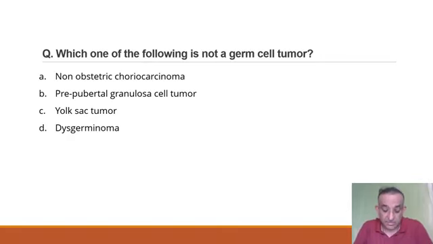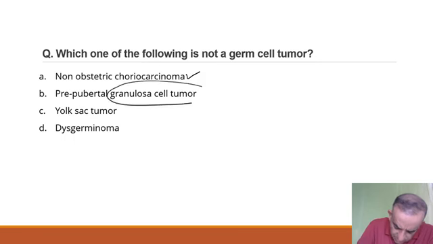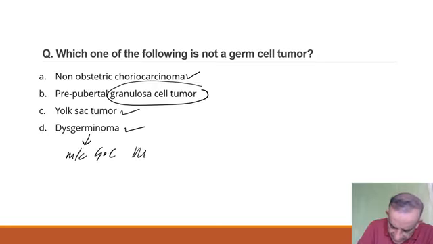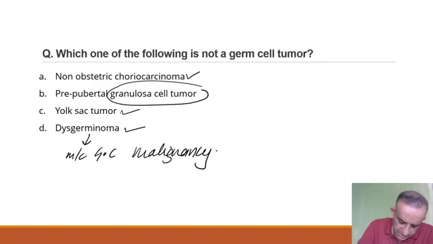There might be some obstetrics coming up later in the discussion. Which of the following is not a germ cell tumor? Choriocarcinoma is a germ cell tumor. Granulosa cell tumor is not. Yolk sac tumor is a germ cell tumor. Dysgerminoma, of course, is a germ cell tumor. Dysgerminoma is the most common germ cell malignancy.